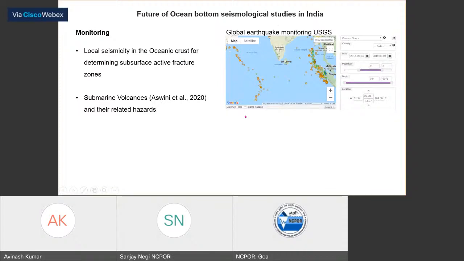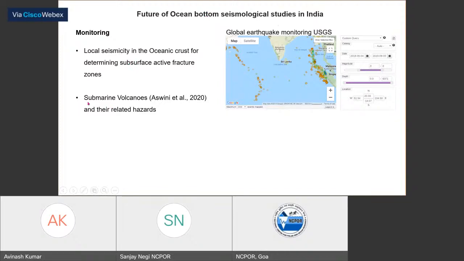This is the last, future of ocean bottom seismological studies in India. So what could be the future of such kind of ocean bottom seismological studies? First would be monitoring the local seismicity in the Indian Ocean and determining the subsurface active fracture zones in such regions where there is no sampling of the subsurface features. So the local seismicity can be monitored by such kind of ocean bottom seismological studies.